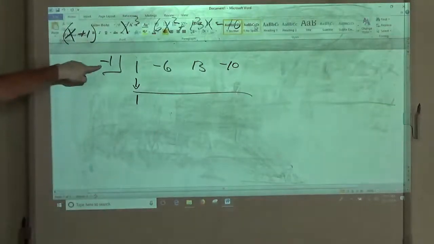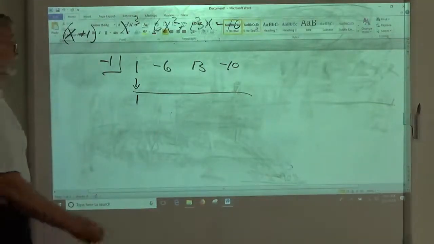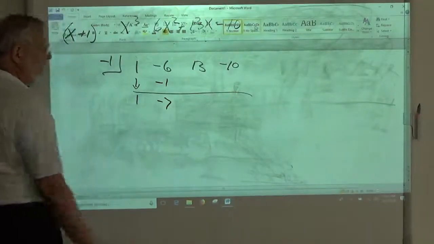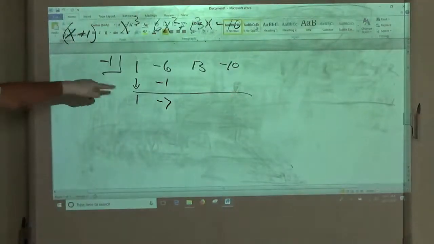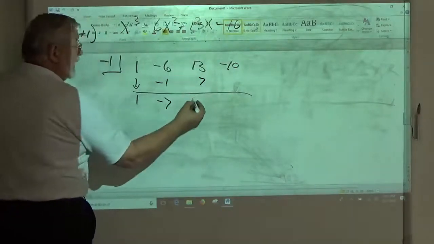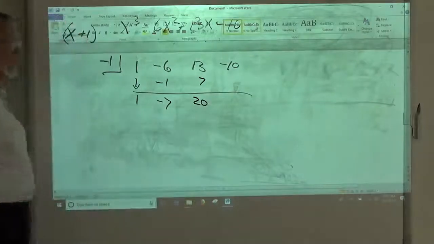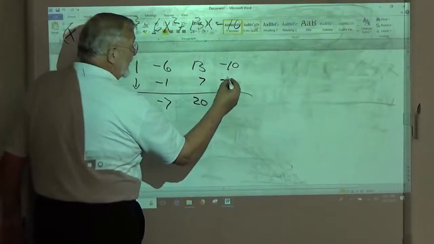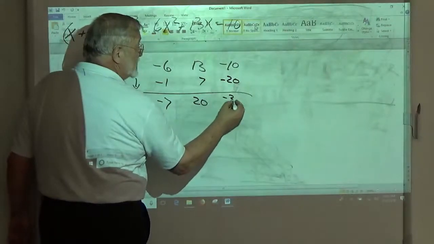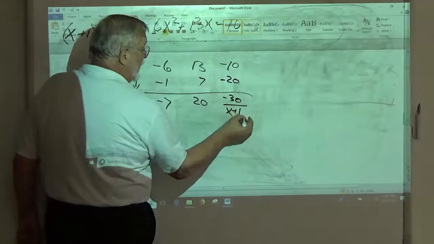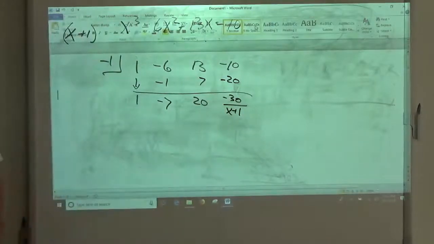So, -1 times 1, -1. Add, -7. What is -1 times -7? 7. Add it, 20. -1 times 20. And so this is -30 over x plus 1. So this is not a whole number factor.